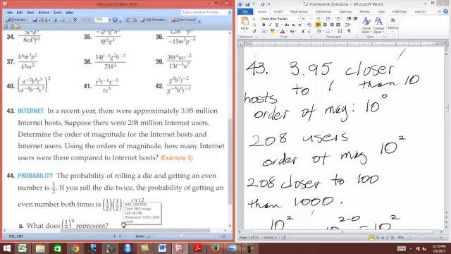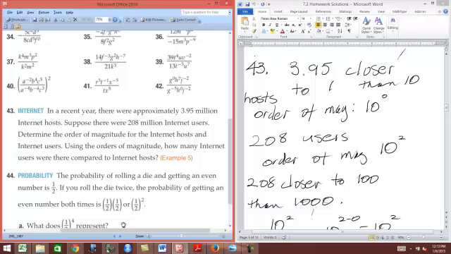So in a recent year, there were approximately 3.95 million internet hosts. Okay, that's places where you go for internet service. You probably knew that. Suppose there were 208 million internet users. Now let's just drop the millions and we can do our computation without having to refer to them. Or you can include them, it doesn't matter.